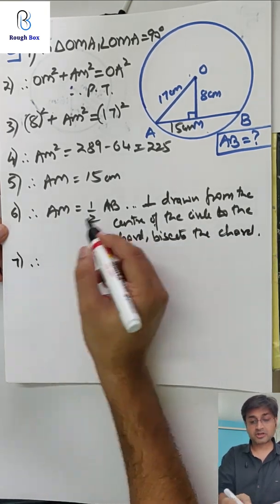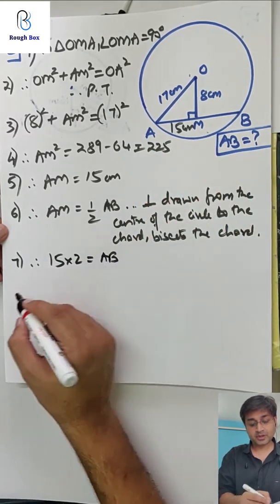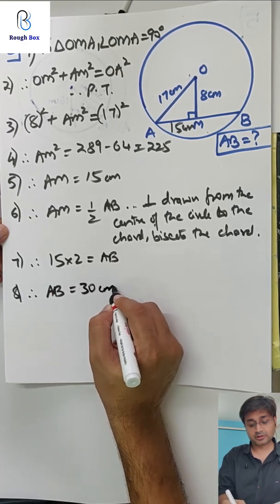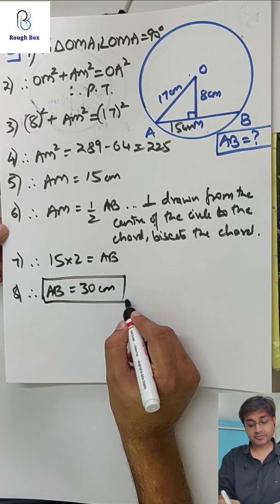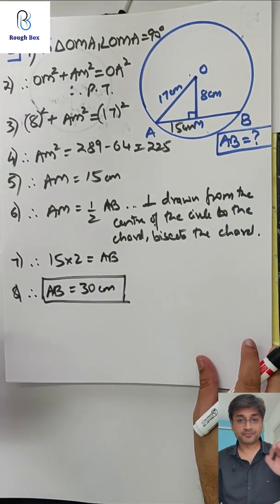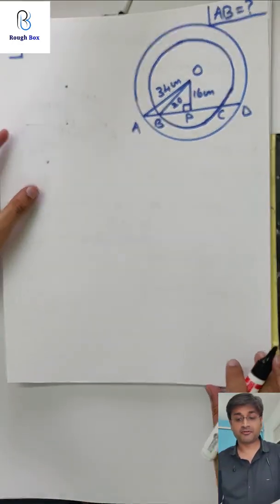Next one, step 7. So AM is 15 into 2 equals AB. So finally we can say therefore AB is equal to 30 centimeters. Yeah, easy. How many could write it exactly the same way? Brilliant. Great job. Let's go to the next one, sum number 5.